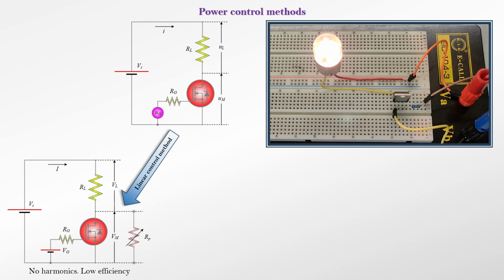However, the MOSFET consumes power, in the form of losses. This is the linear method of power control.